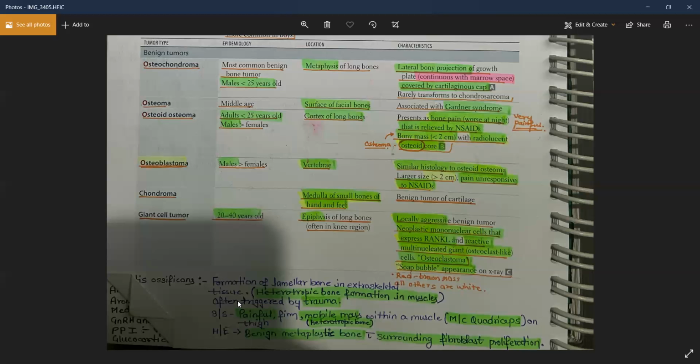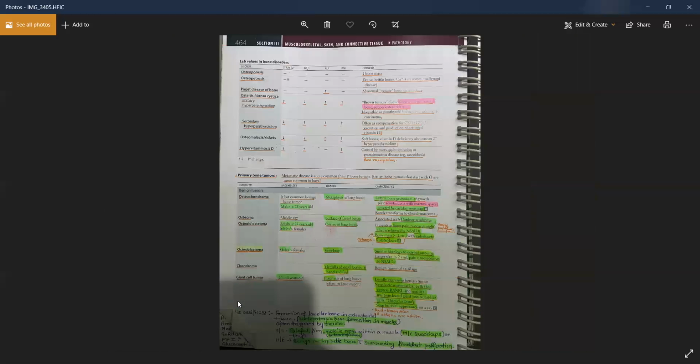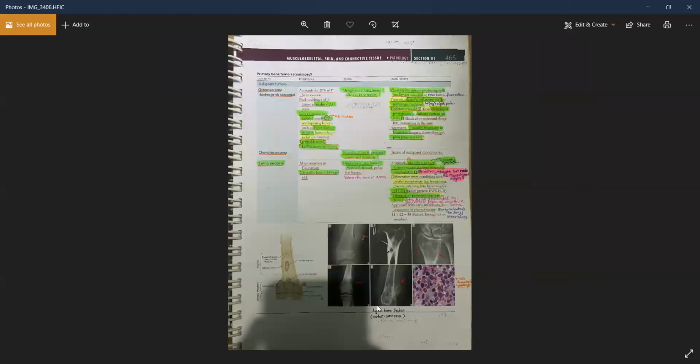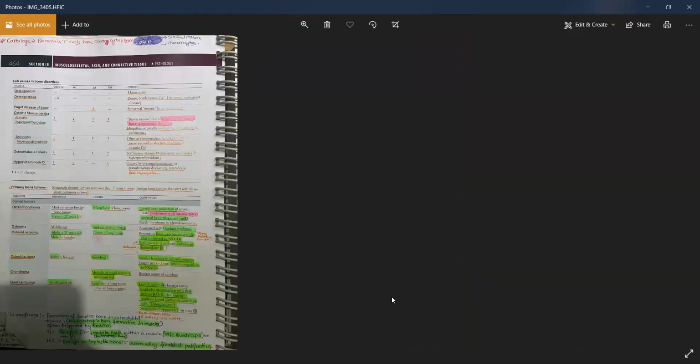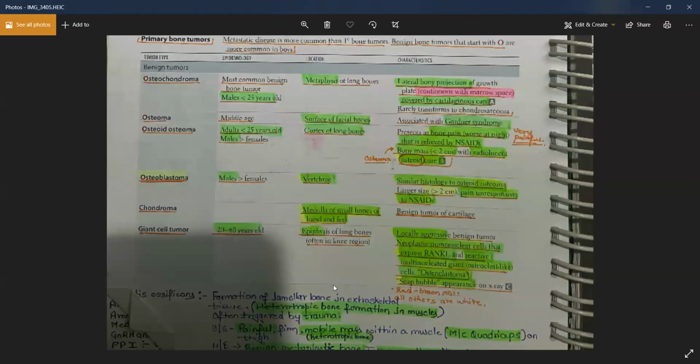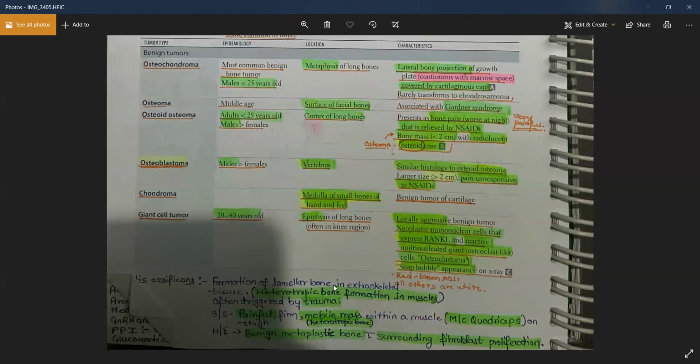The patient will present with bone pain, tenderness, and warmth over that area, right? On the X-ray, what you can see is ossification, similar to the sunburst appearance that you have seen in osteosarcoma. The ossification of the bone you will see, but it is not a sunburst type. It is a very localized type of bone formation.